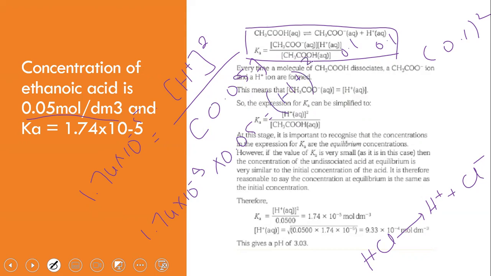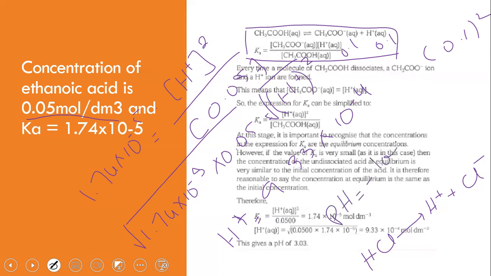And then to get my answer, I will take out the square root. So hydrogen ions are going to come as 9.33 into 10 raised to power negative 4. So this is how you will get the concentration of the hydrogen ions for a weak acid. Now that you have the concentration, finding the pH is easy. Simply use the formula for pH: minus log 9.33 into 10 raised to power negative 4.